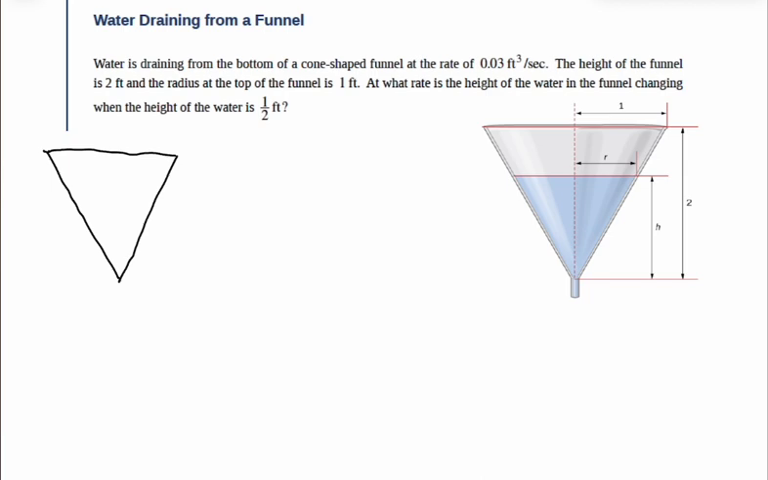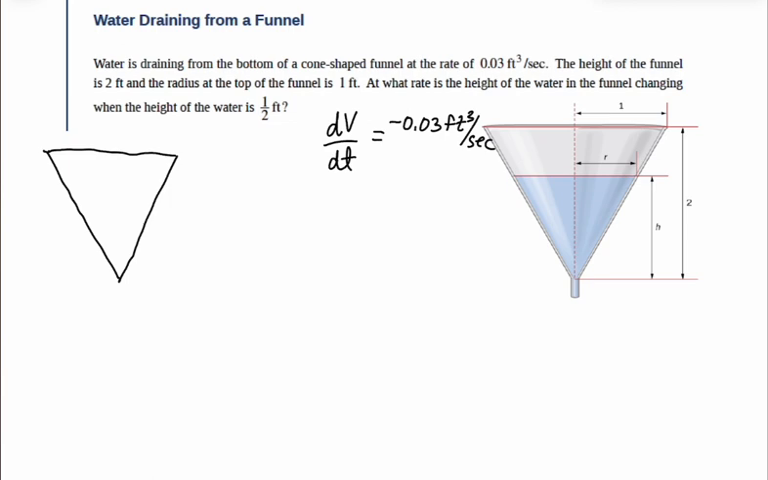Water is draining from the bottom of it at a rate of 0.03 cubic feet per second. If you notice a cubic something, that is a volume. So we know that the volume is leaving the cone, so that would be a negative. Okay, so that also gives us our units: distance should be feet, and time should be seconds. So that very first line tells us that we need to draw a cone, and we need to draw or consider what the volume is doing.